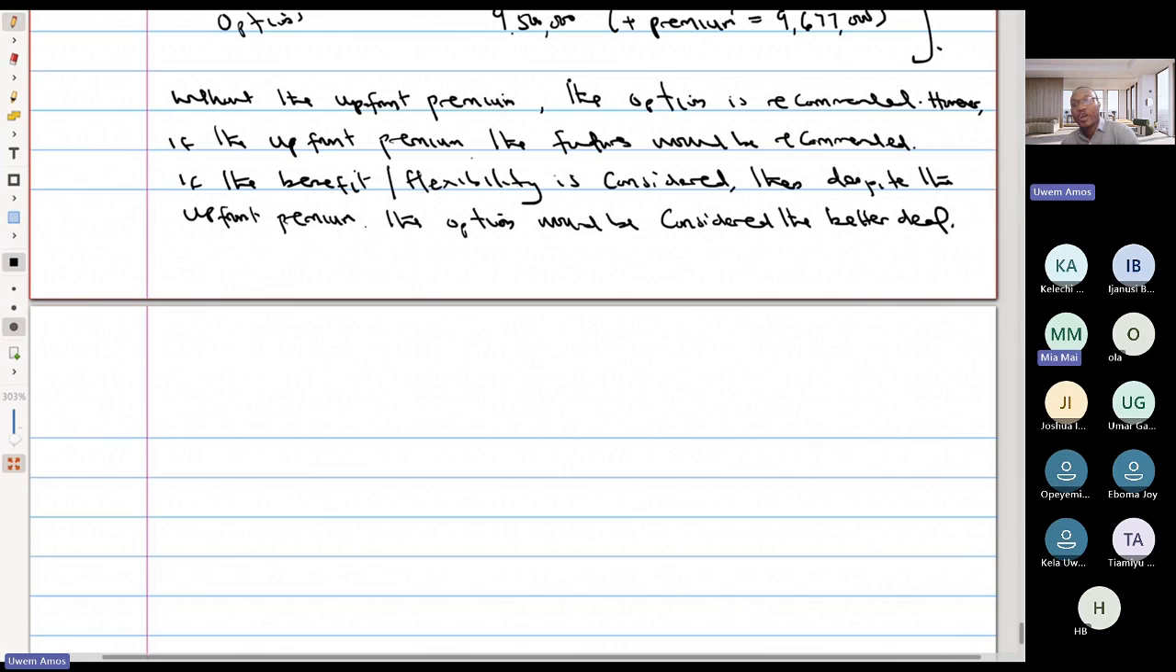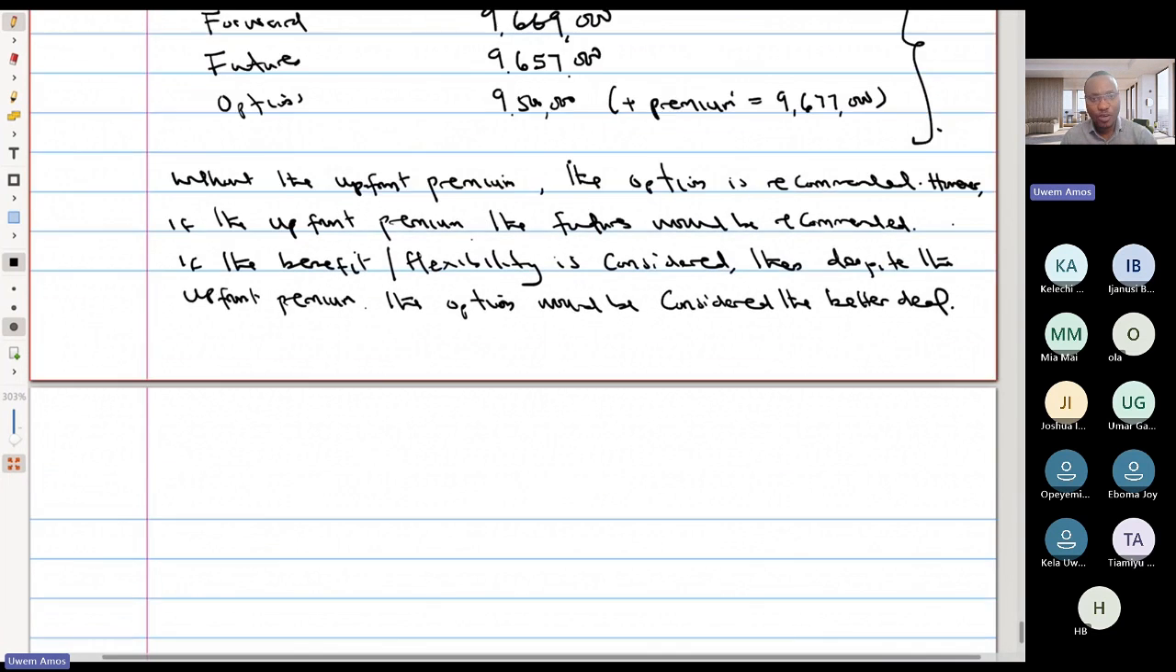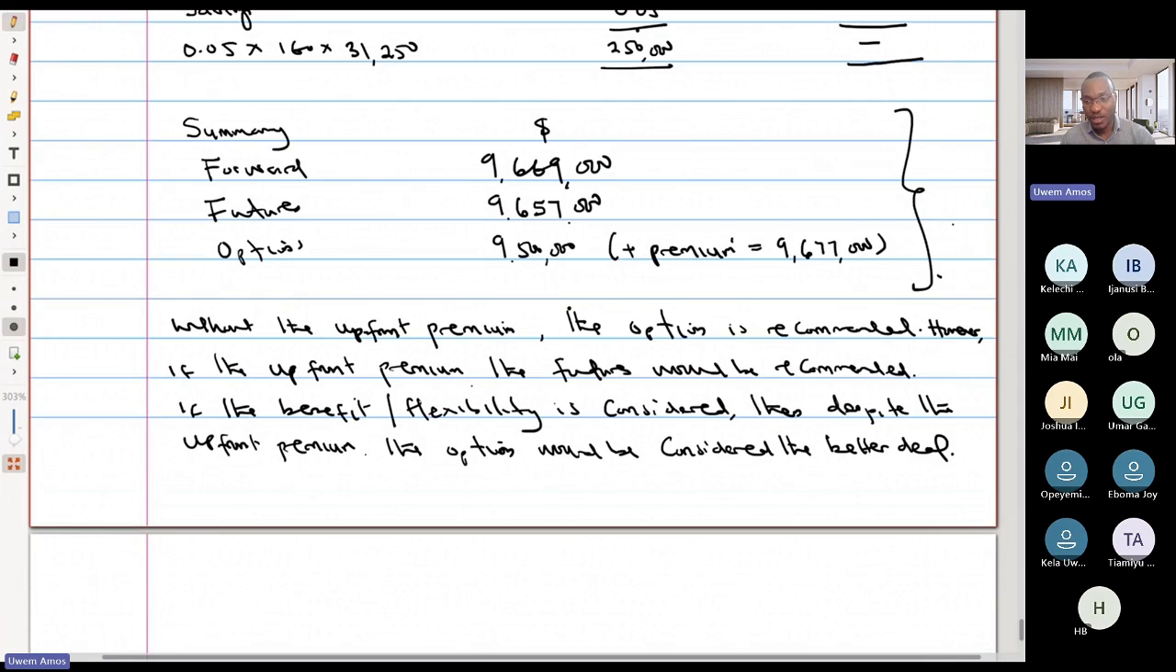Okay, guys, so that would be my recommendation. If you're looking at it without upfront premium, let's go for option. If you're looking at it with upfront premium, let's go for futures. However, overall for me, I would go for option because of the flexibility that comes with the option, instead of just looking at that minor difference from the upfront premium. So that's what I would recommend.